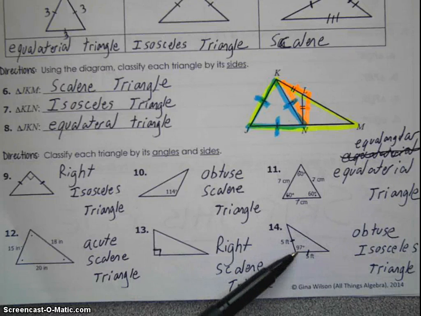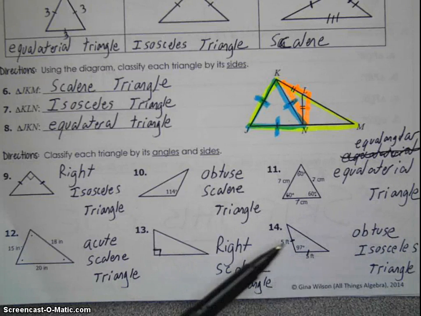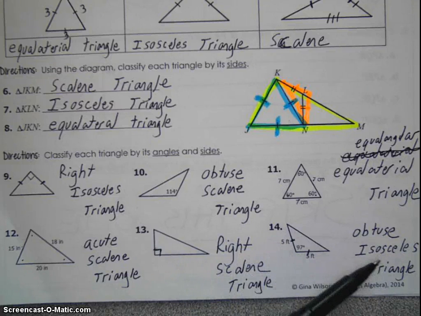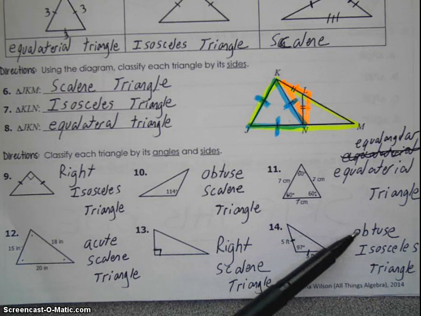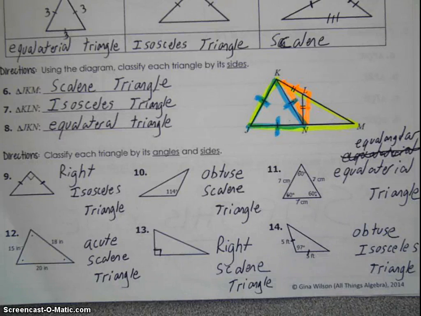Now I have 97 degrees, that's obtuse. I have two sides equal, that's isosceles, so I can have an obtuse isosceles triangle.